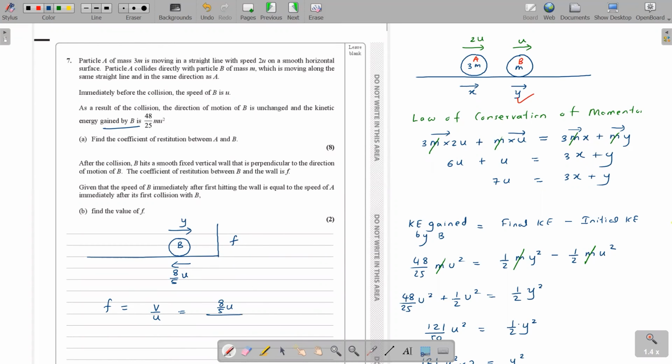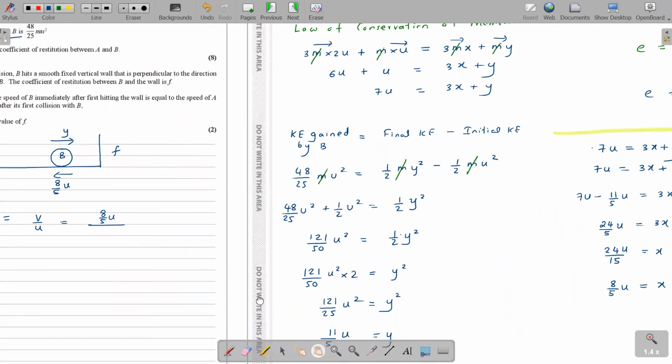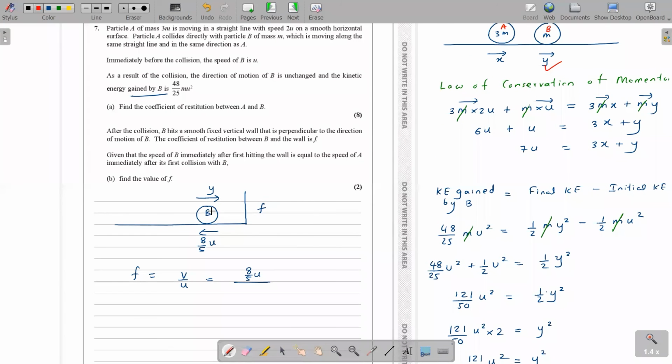And U is the speed of hitting the wall. What's the speed of hitting? Y value was 11 over 5u, right? This Y value is 11 over 5u. So this is the speed with which you hit the wall. Can you all simplify this? 8 over 5u divided by 11 over 5u. u to u will cancel. 8 over 5 divided by 11 over 5.